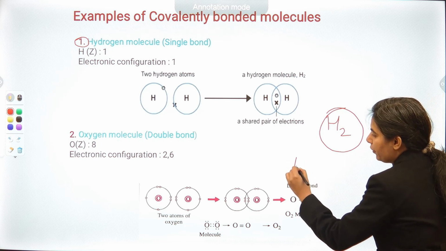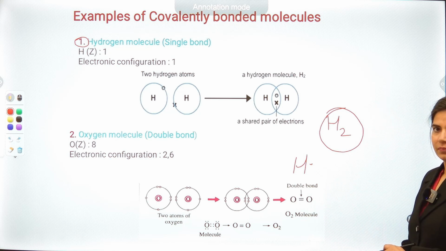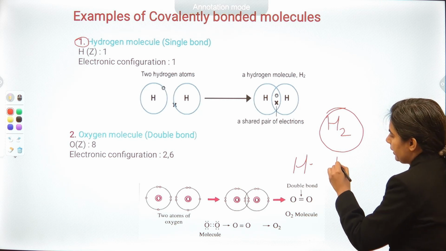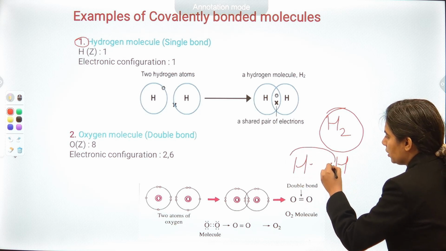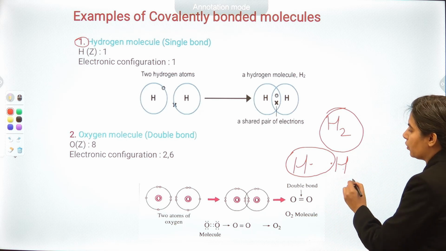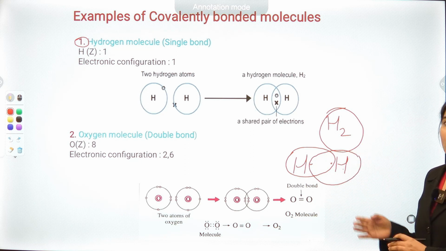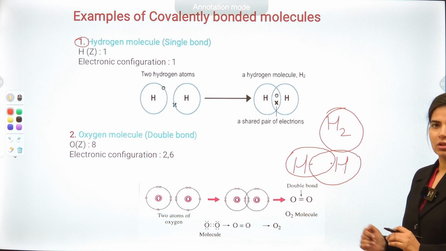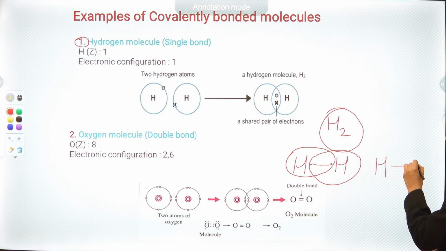We know that hydrogen is having 1 electron in its outermost shell. And hydrogen has to complete its duplet. So, if I take 2 hydrogen, this hydrogen will share the electron of this hydrogen. And in turn, this hydrogen will share the electron of another hydrogen. So, this is the bond formed by hydrogen. Here, hydrogen is having single bond.